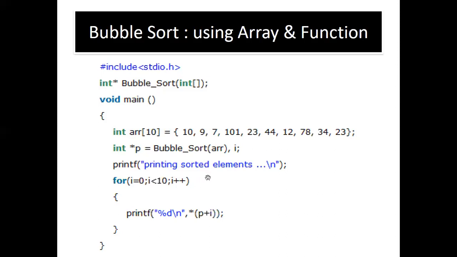Now, printing the sorted elements. How are we going to print the sorted elements? Because once you pass the address of an array, it was unsorted. See, the elements are not sorted, and we are going to apply bubble sort on it. Interestingly, once the address is passed back from bubble sort, that means bubble sort is going to return the address of an array. It will be a sorted array. Only after that, this printing is going to come into the picture.